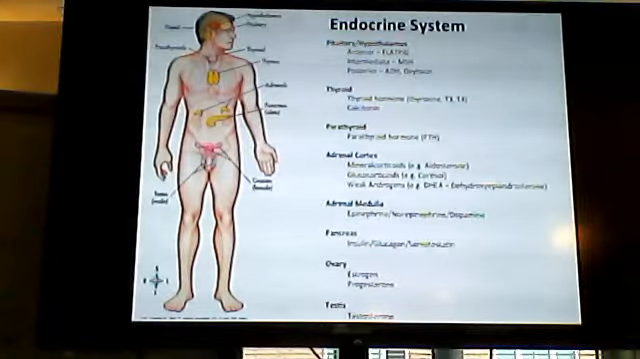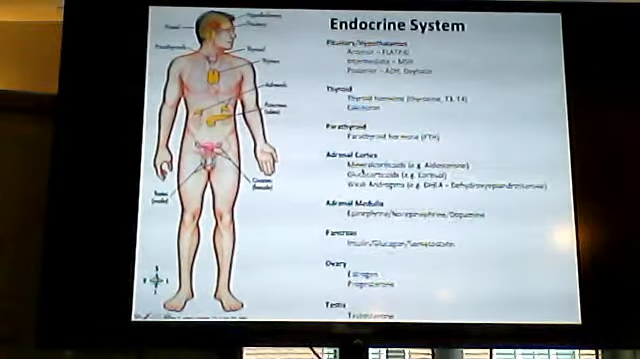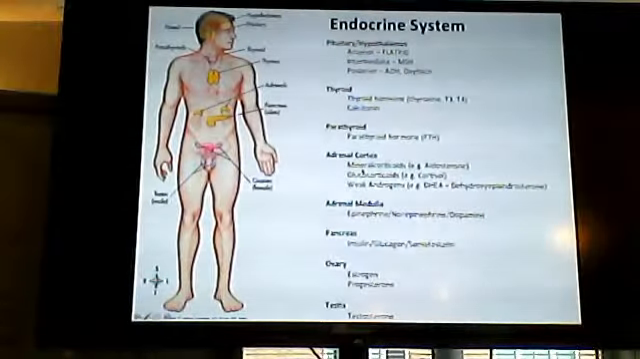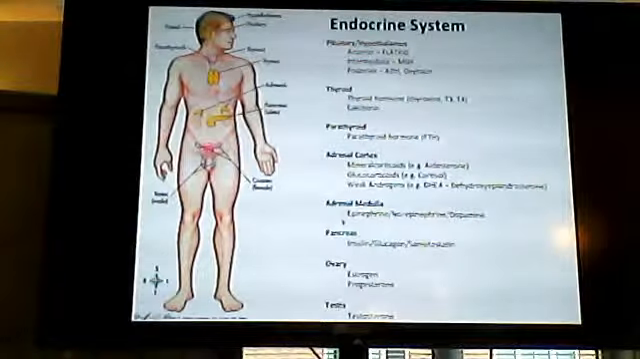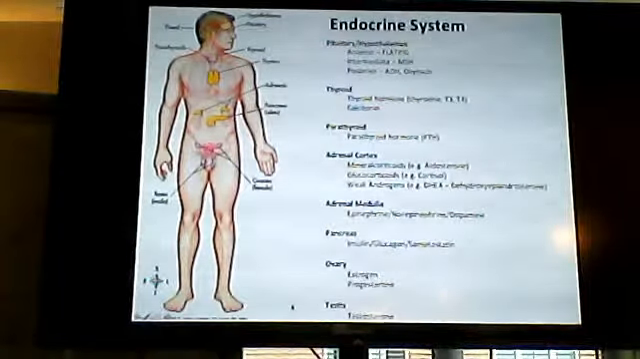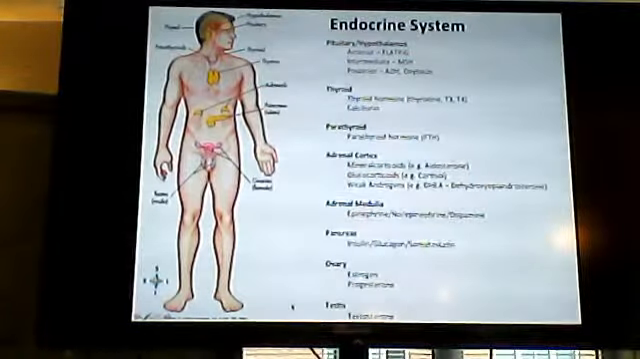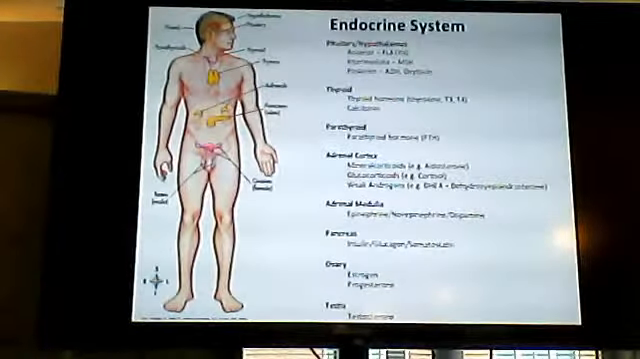Your thyroid has thyroid hormone, calcitonin, parathyroid hormone. The adrenal cortex is pretty important because you've got aldosterone, cortisol, and weak androgens. And then the adrenal medulla is for epinephrine. Pancreas is for insulin. Ovaries and testes are for those more defined sexual hormones.